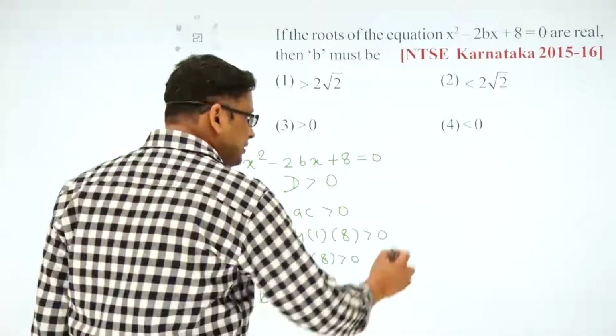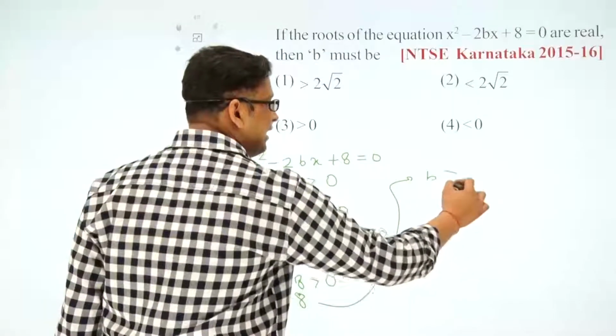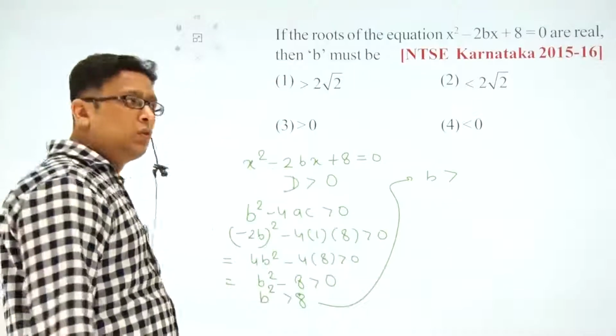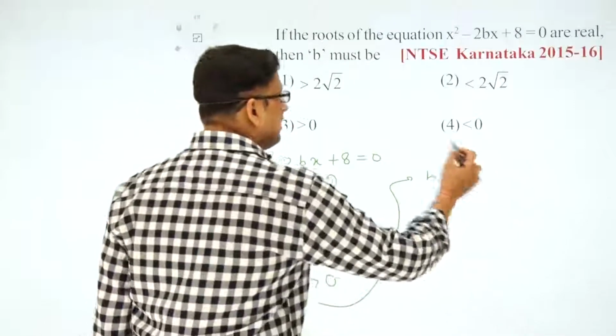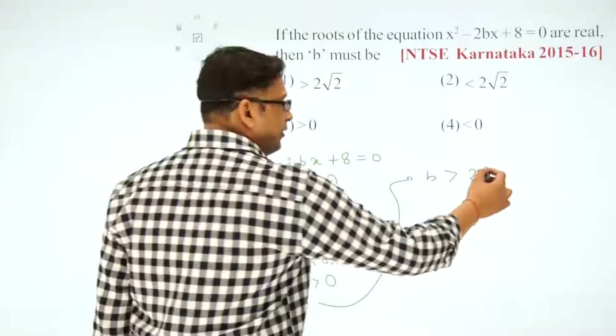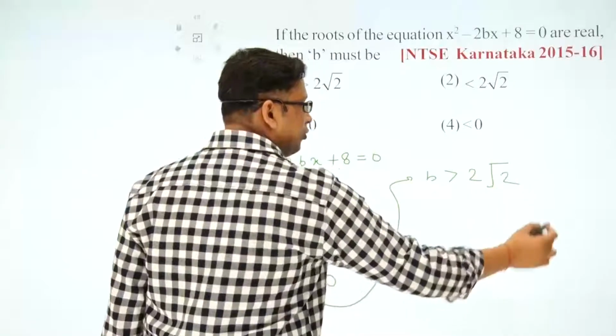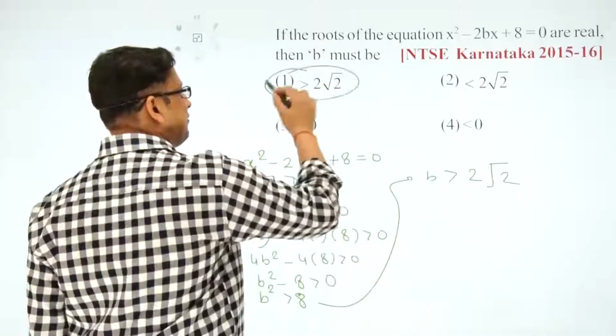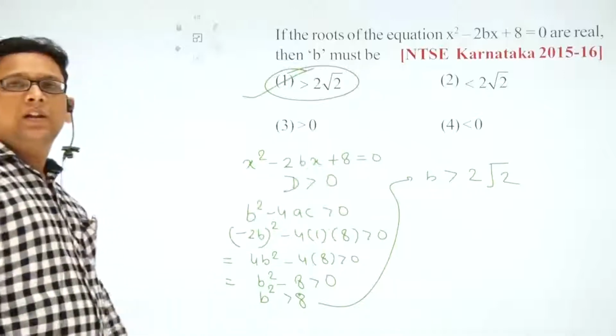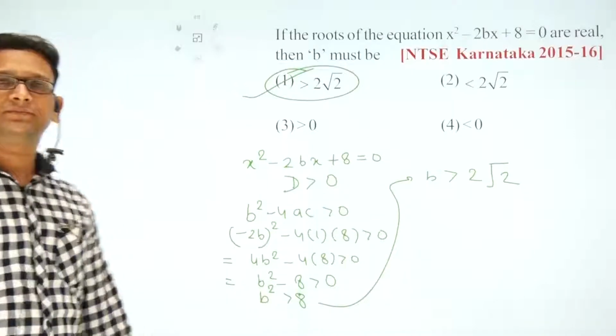So finally we say that b is greater than plus minus 2 root 2, but over here only positive values are there, so we can say that b is greater than 2 root 2. So the answer is this, the first option is the correct answer for the given question.